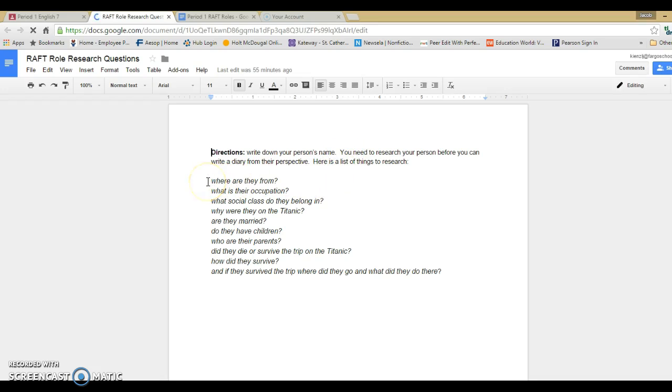Then you're going to look for the questions. Where are they from? What's their occupation? What social class do they belong in? Why were they on the Titanic? Are they married? Do they have children? Who are their parents? Did they die or survive the trip on the Titanic? If they survived, how did they survive? And if they survived the trip, where did they go and what did they do there?